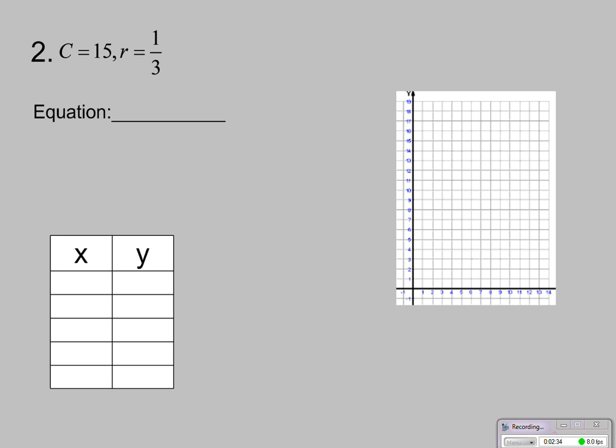All right, so if C is 15, r is 1/3, so that's going to be 15 times 1 minus 1/3 raised to x. So this is going to be 15 times 2/3, or 0.6 repeating if you want to put that in your calculator, and that's going to be what you're looking at.